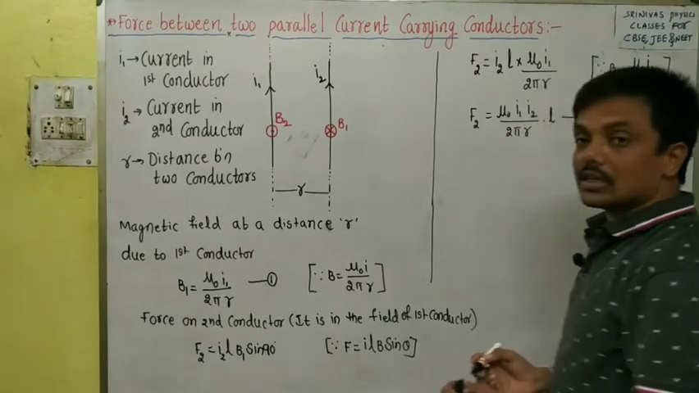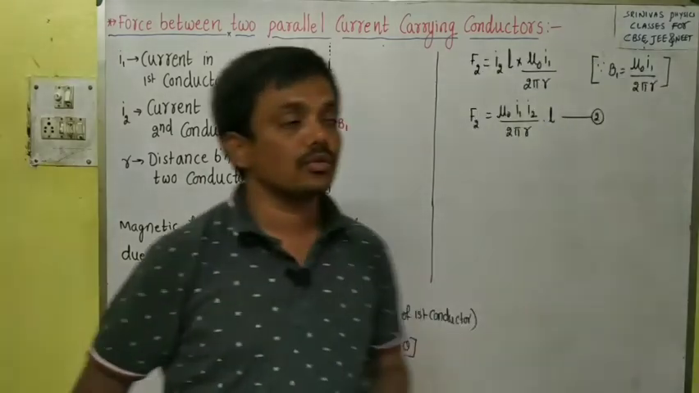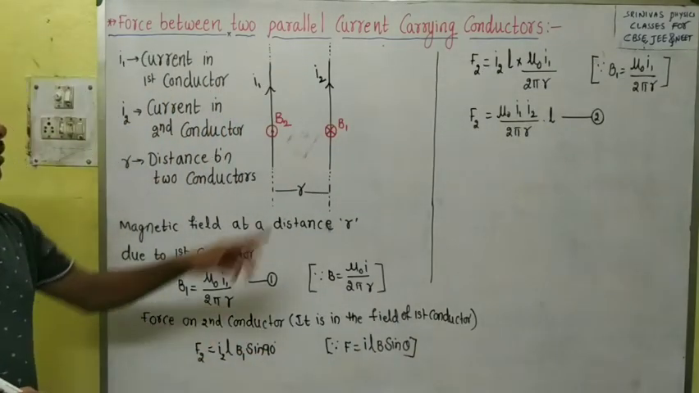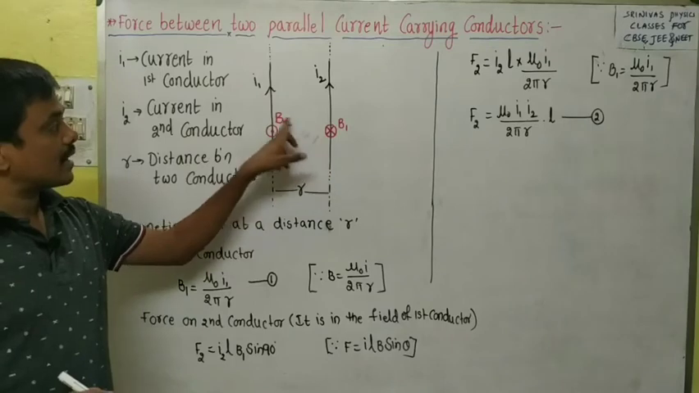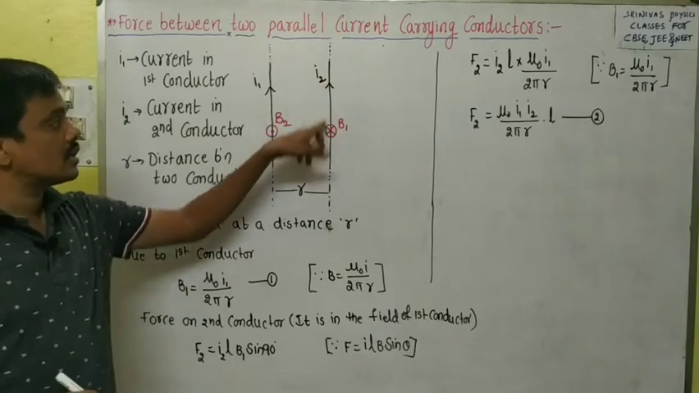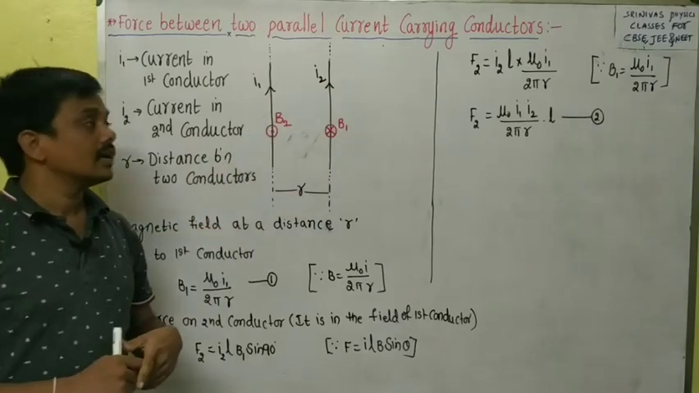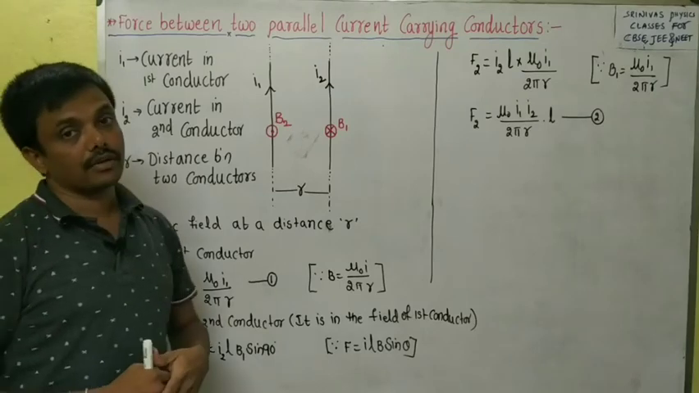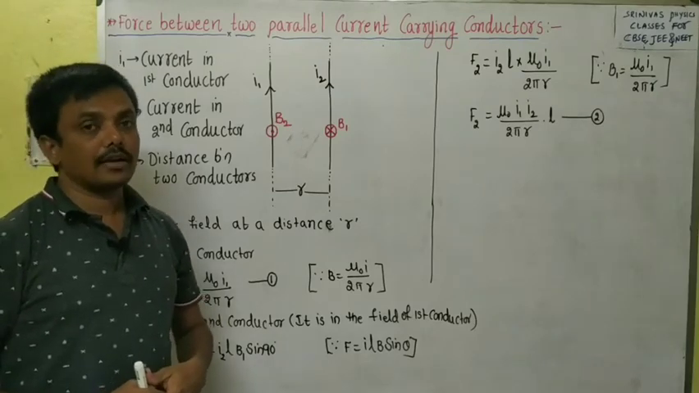Okay, what is the direction of the force? For that we have to use the Fleming left hand rule. The second conductor is in the magnetic field of the first conductor. Due to that, the force will act on the second conductor. Then the force on the second conductor we can find out by using the Fleming left hand rule.